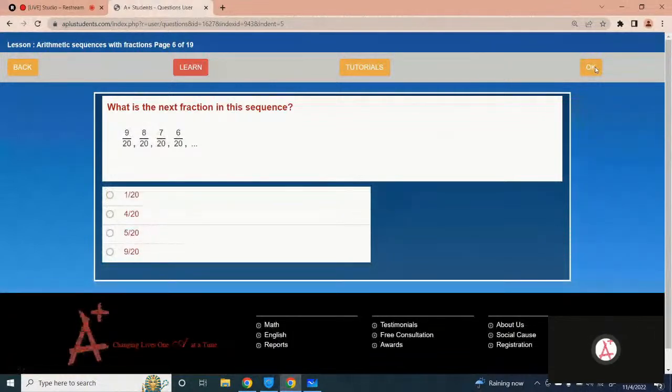Okay, the next one is, what is the next fraction in the sequence? 9 by 20, 8 by 20, 7 by 20, 6 by 20. The next option is, very good, it is 5 over 20.